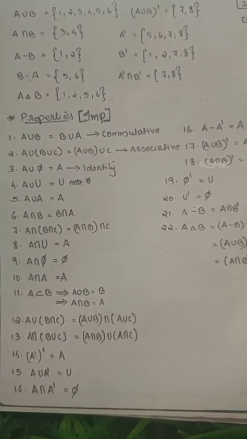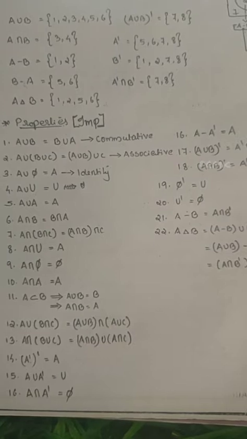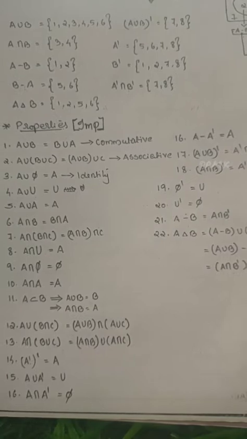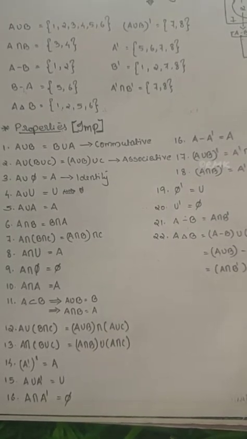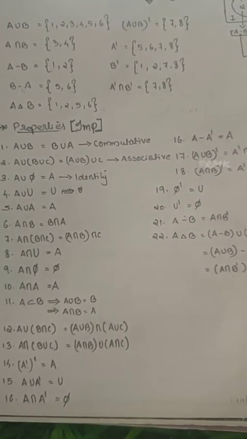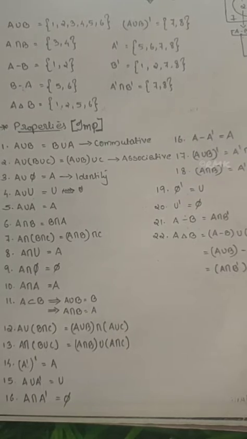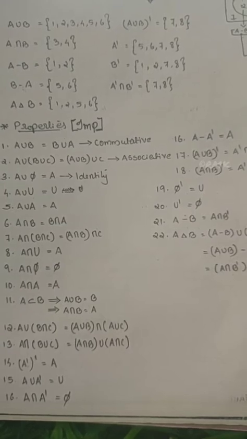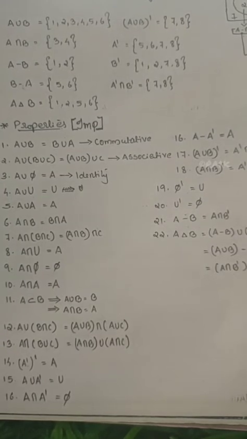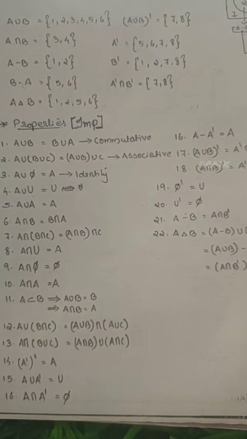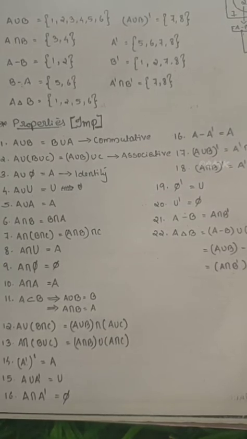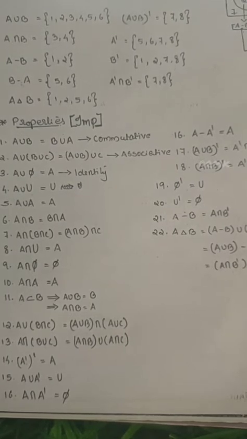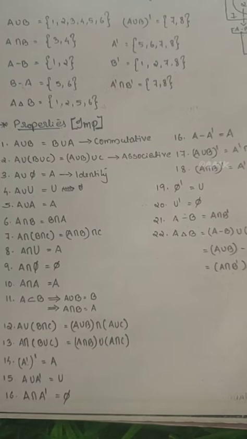A union (B intersection C) is the distributive law. It equals (A union B) intersection (A union C), where A union is distributed into the bracket members. A intersection (B union C) is equal to (A intersection B) union (A intersection C). A and intersection are distributed into the bracket, so it is called the distributive law.